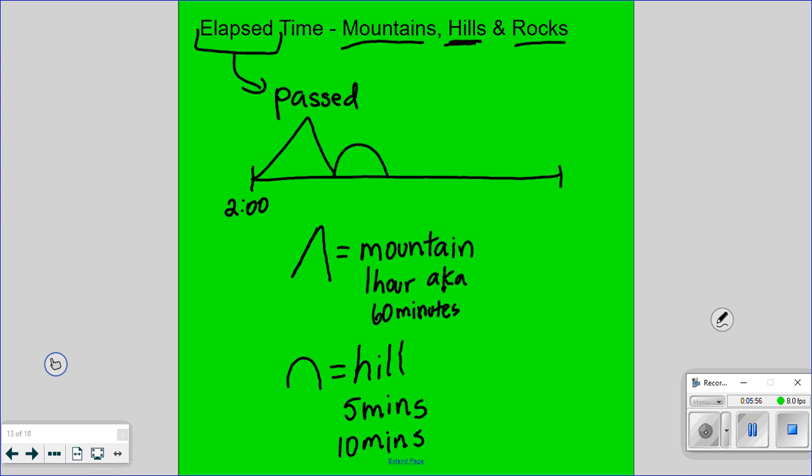When you do a hill, it's important to either put in a 10, so you know it's a 10-minute hill, or to put in a 5, so that you know, hey, I skip counted by 10, or I skip counted by 5.